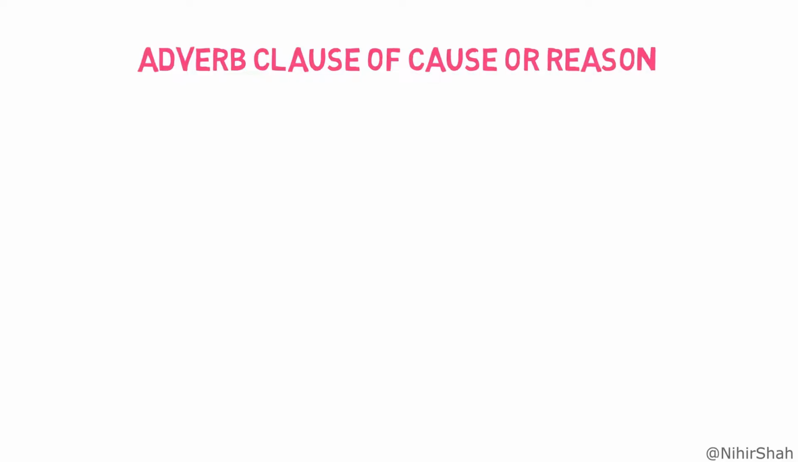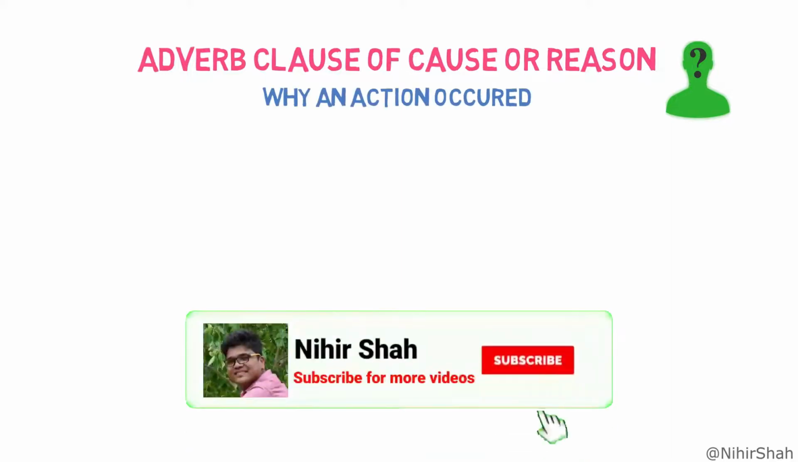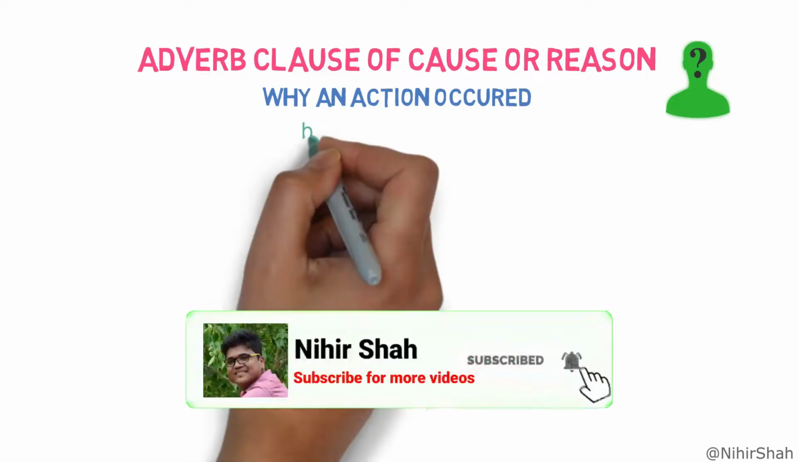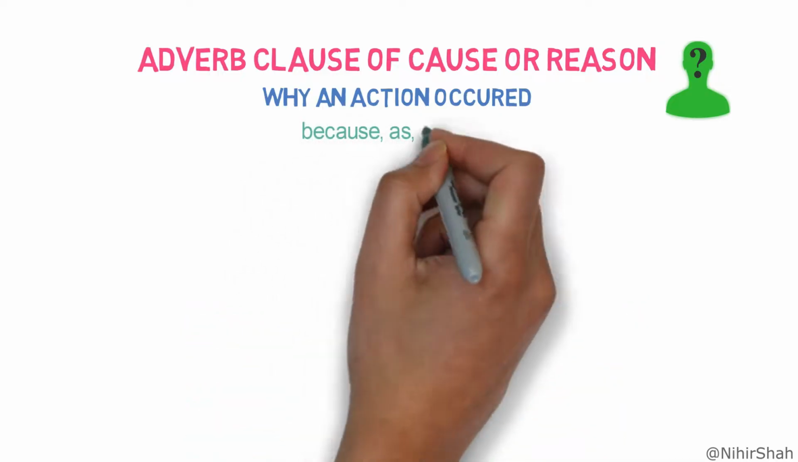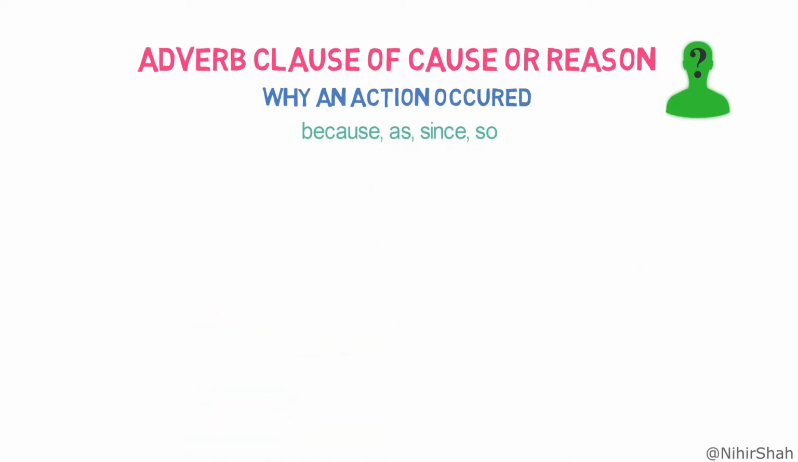Number 3, adverb clause of cause or reason. The adverb clause of cause or reason describes the reason why an action or event occurred. The most common subordinating conjunctions are because, as, since, and so. Let's look into an example of it.